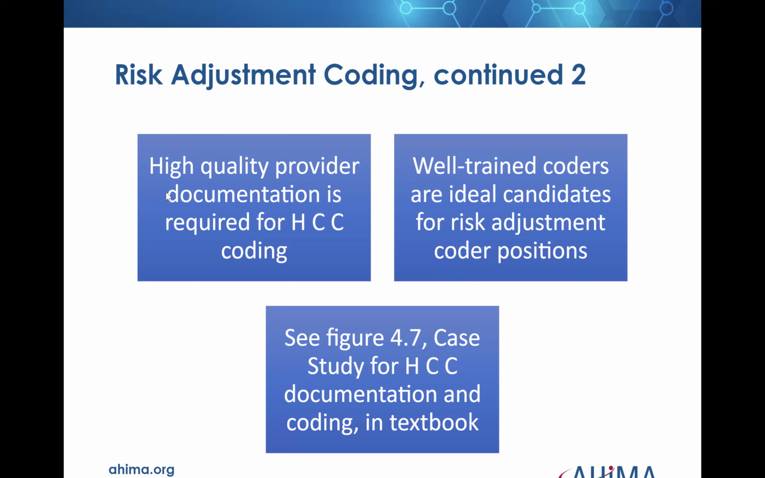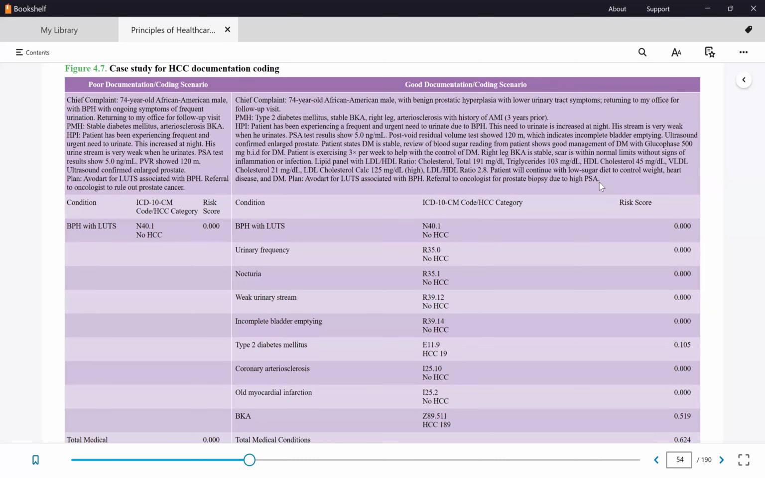And you can see figure 4.7 in your book that talks about a case study for HCC documentation. Let's take a quick look. And again, this is a nice illustration of how HCC documentation coding translates into things. So again, working from the premise that somebody with a higher risk-adjusted score will determine more reimbursement.